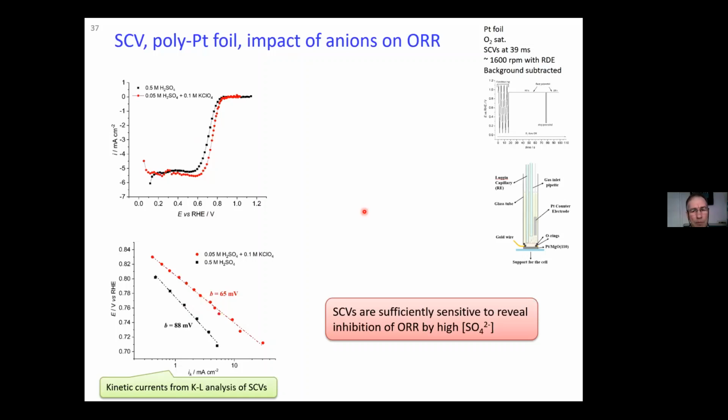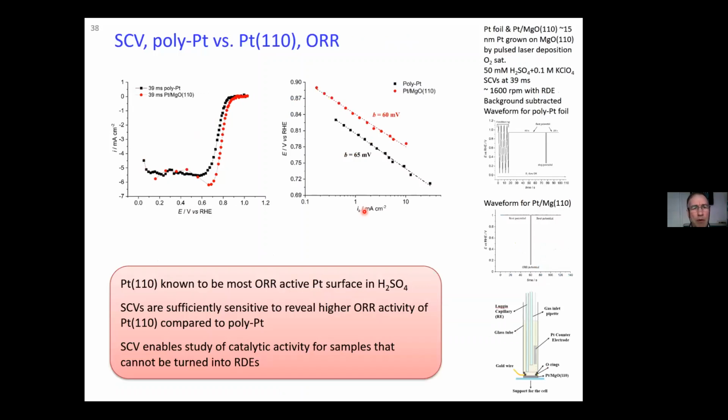And Sibel took the experiment further by comparing the sample current voltammograms between the polycrystalline platinum foil and a single crystal of platinum 110, which was grown by pulsed laser deposition on an MgO 110 single crystal. So again, she had to use this cell.